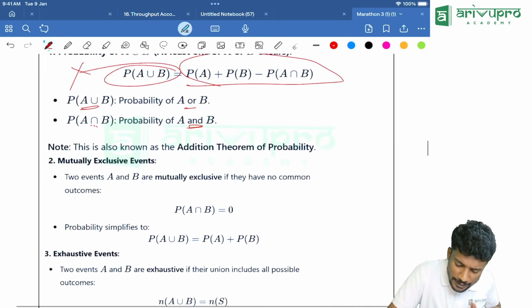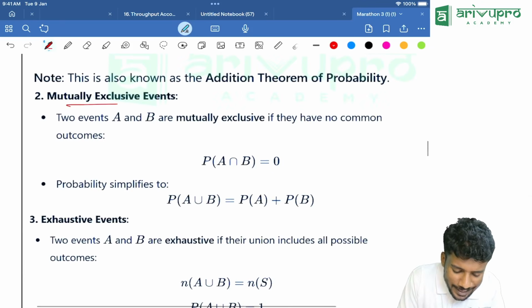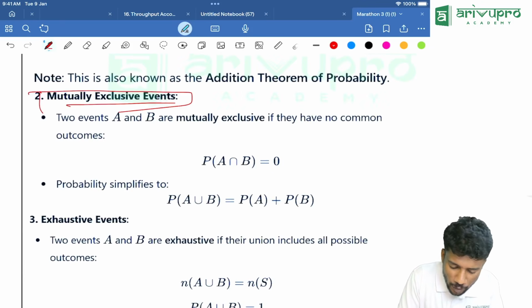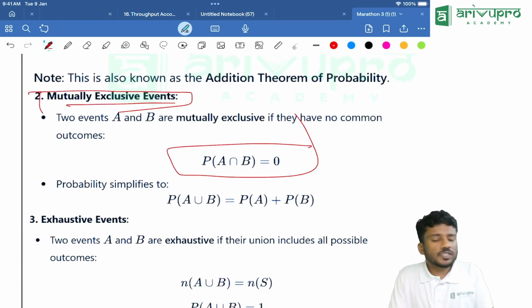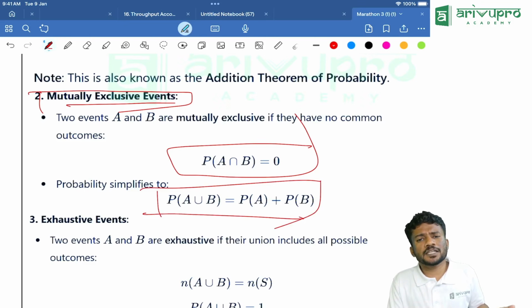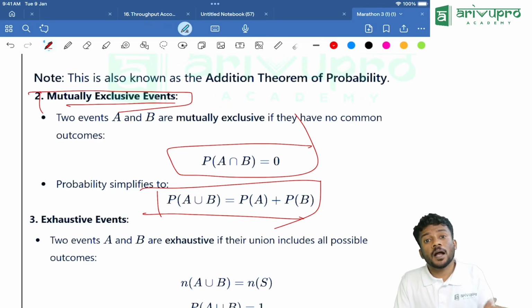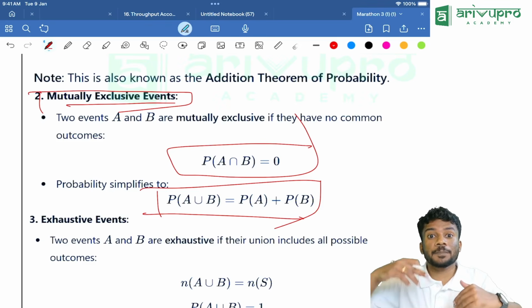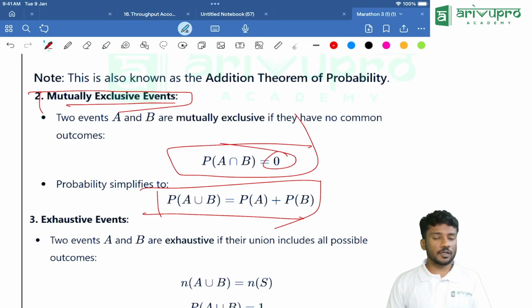Now, for mutually exclusive events, what happens? A intersection B will be how much? 0. P of A intersection B is 0. Then the probability formula becomes P of A union B is equal to P of A plus P of B. P of A intersection B is 0 here, so that's why we are not writing that.